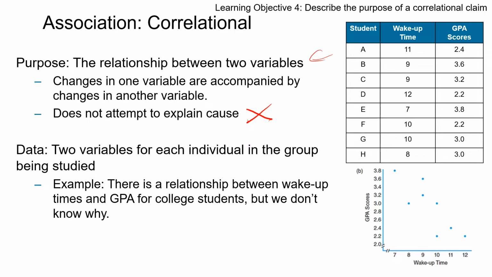So like we're trying to see if there's a relationship between wake up time and GPA. We do know that there's a relationship between wake up time and GPA for college students. We don't know if one's causing the other. We don't know if waking up later causes a decrease in GPA scores. It could be that lower GPA scores cause students to wake up later. Or it could be a third factor, which is likely it, and that is motivation. Motivation could be driving both of these.